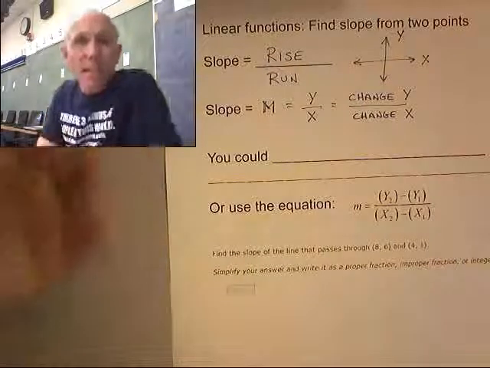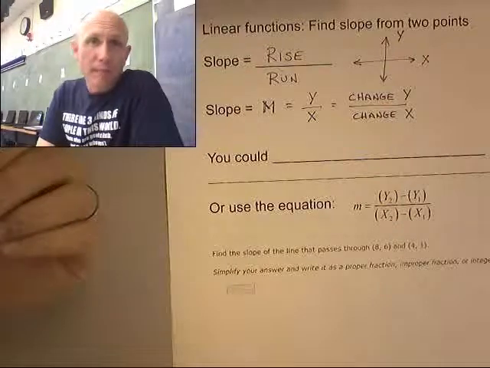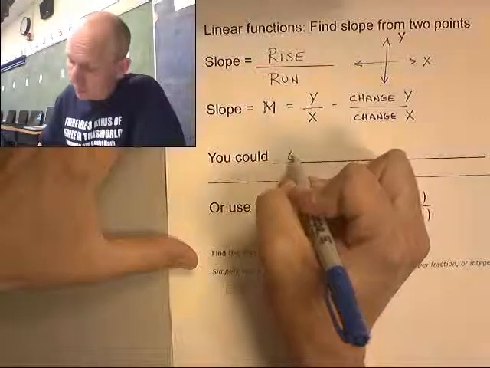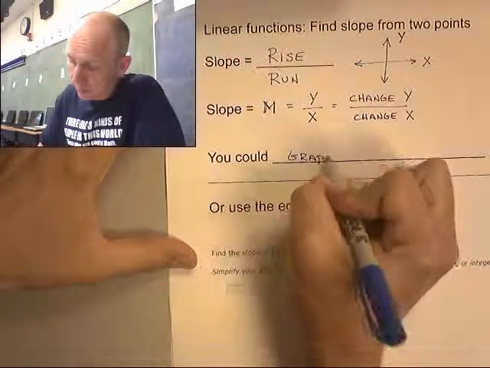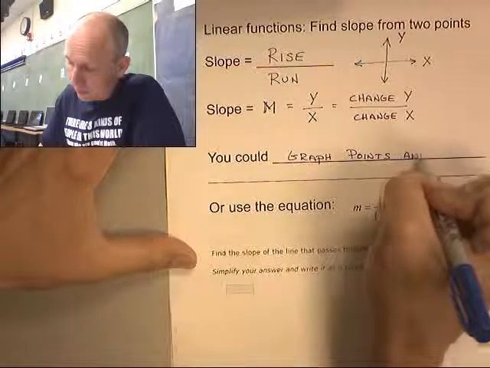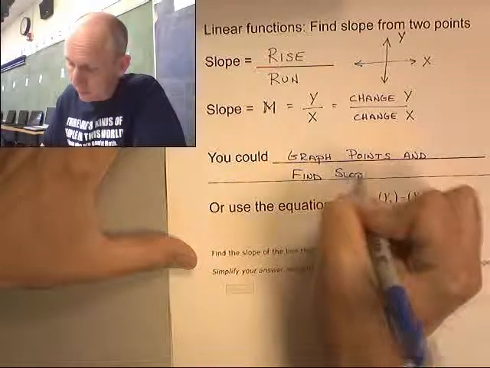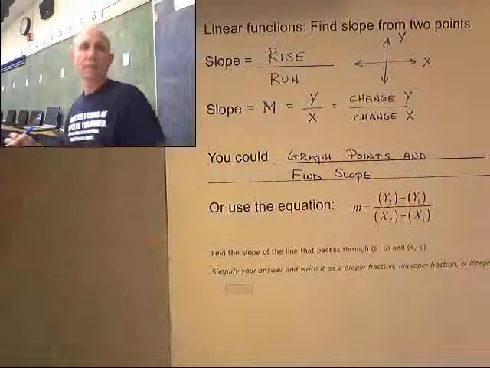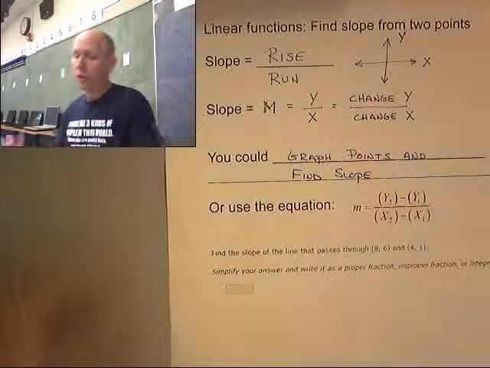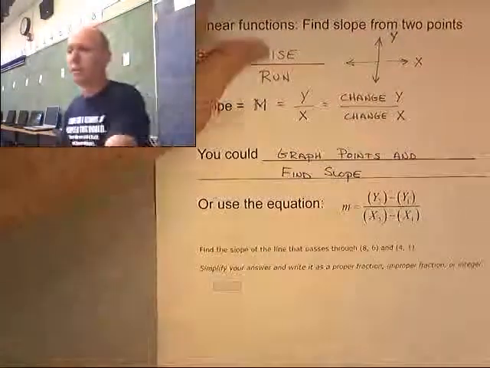And remember, if you don't like this method that I'm about to do, you could always graph these things and calculate the slope using graphs. You could graph the points and find the slope. That's an option. That's a great option. I'm not going to use that option, but it's a great option. Or you could use the equation, and here's the equation. Slope, which is m. Let's zoom in on this a little bit.